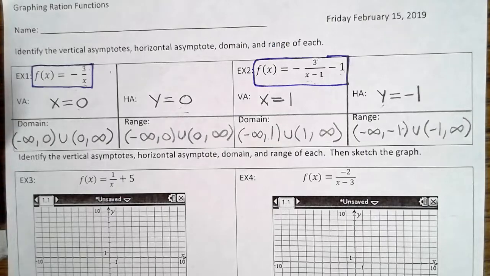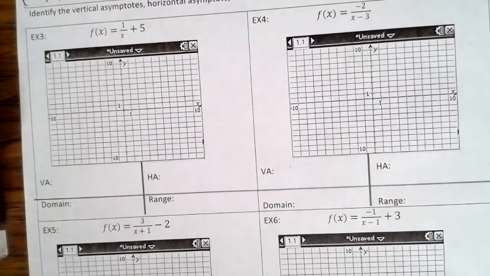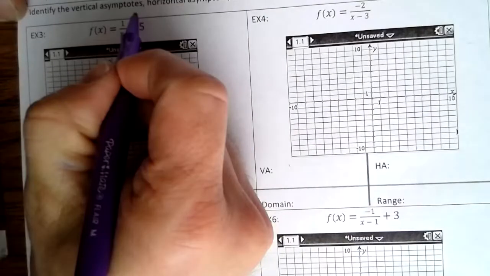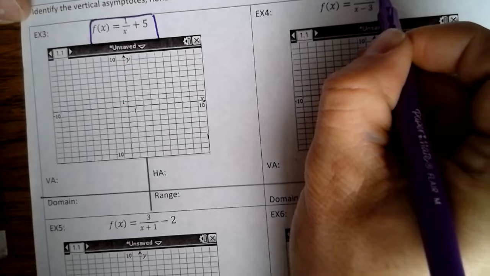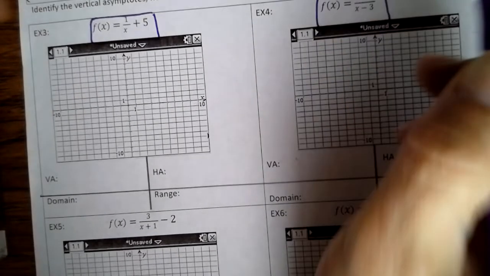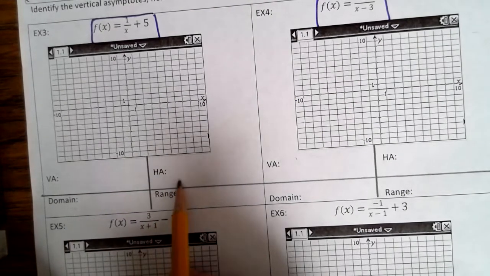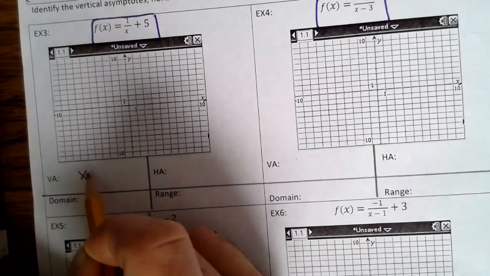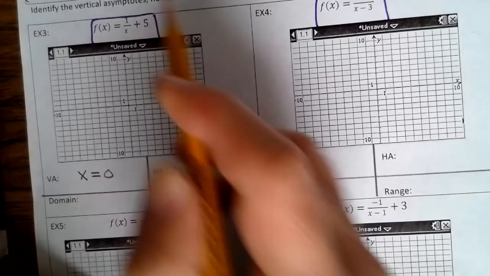All right, let's take a look at example 3. Okay, again, I'm going to do the function in purple. All right, so the first thing you want to do is identify the vertical and horizontal asymptotes. So the vertical asymptote is x equals 0 because that makes it undefined, and it goes up 5 units, so the horizontal asymptote is y equals 5.